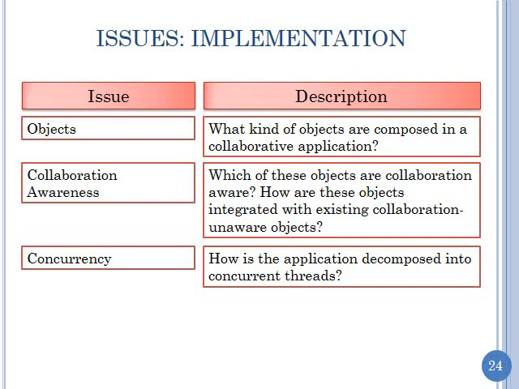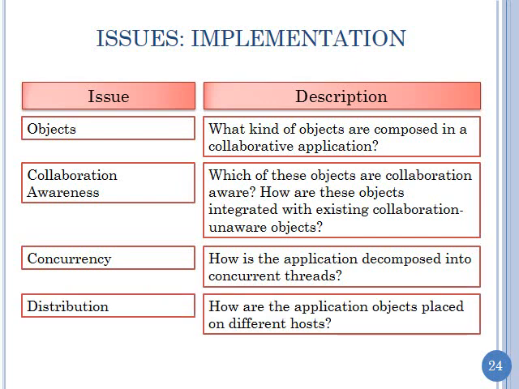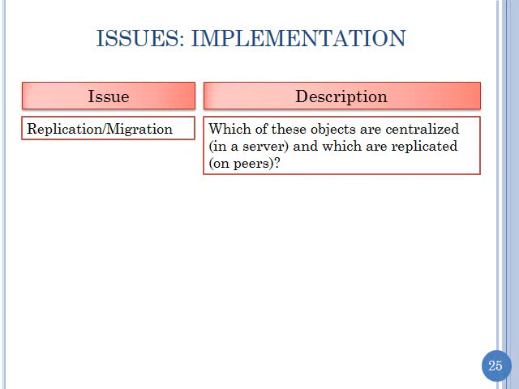How is the application decomposed into concurrent threads? How are the application objects placed on different hosts? Is everything being done in one central computer, and maybe you're sending the UI events across to all of the users, or is it distributed among the various computers? Sometimes it's not clear whether something is centralized or in this location or that location, because sometimes you have replicated objects. Two objects that are on different computers, physically two different objects, but logically they're one object. So that's replication, and then sometimes objects migrate from one computer to the other. So there's a whole set of things I can teach in this course.